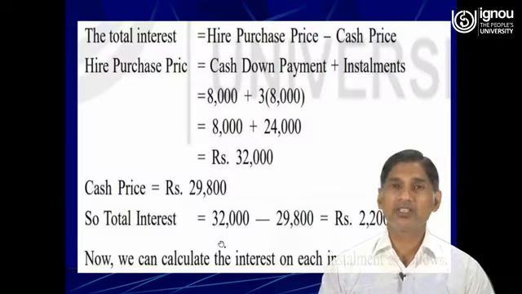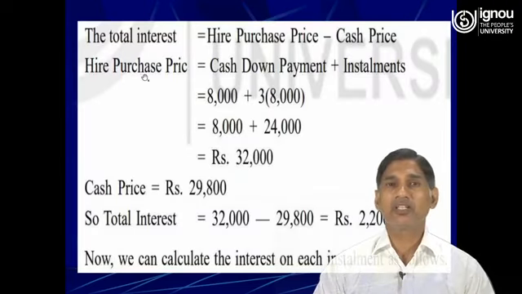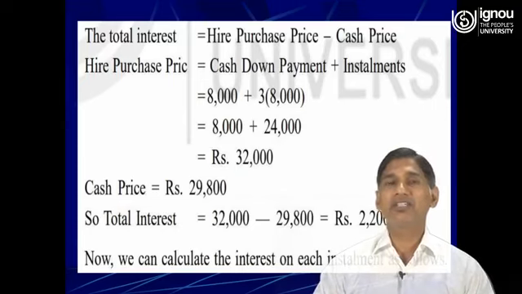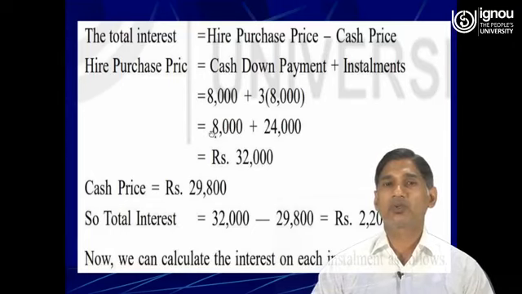So, let us see how the interest is calculated. Here the total interest is equal to hire purchase price minus cash price. For the hire purchase price, we made 8,000 as cash down payment and 3 installments of rupees 8,000 each. So in total we paid 32,000, and the cash price is given in the question as 29,800. So if we subtract the cash price from the hire purchase price, the total amount of interest is 2,200.